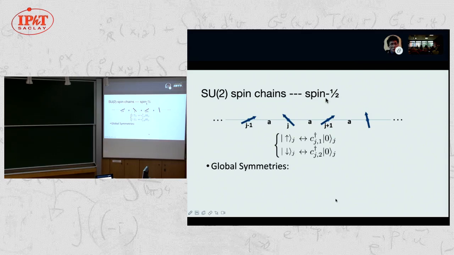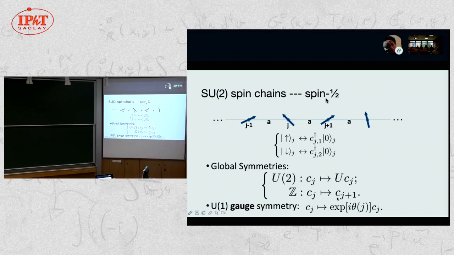So let's match the global symmetries between the spin language and the fermion language. The SU2 spin rotation is enlarged to a U2 symmetry, which acts in a natural way on the fermion operator, and the translation also naturally acts on this creation operator. As we have discussed, there is a U1 gauge redundancy, so there is a U1 gauge symmetry in the fermion picture. So actually, there is no inconsistency in the global symmetry, because we have a global symmetry U2 and a gauge symmetry U1. Formally, the global symmetry is U2 modded by this U1, which is exactly the SO3 or SU2 spin rotation symmetry. So the global symmetry between these two pictures perfectly matches.